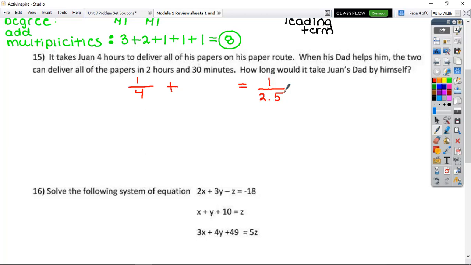So how do I write him in the middle here? 1 over x. Perfect. This is the type of question that requires a common denominator. So what can I use for 4 and 2.5? Multiply them together in your calculator. What do you get? 10. And then you also need the x. So our common denominators are all 10x. That is your least common denominator.